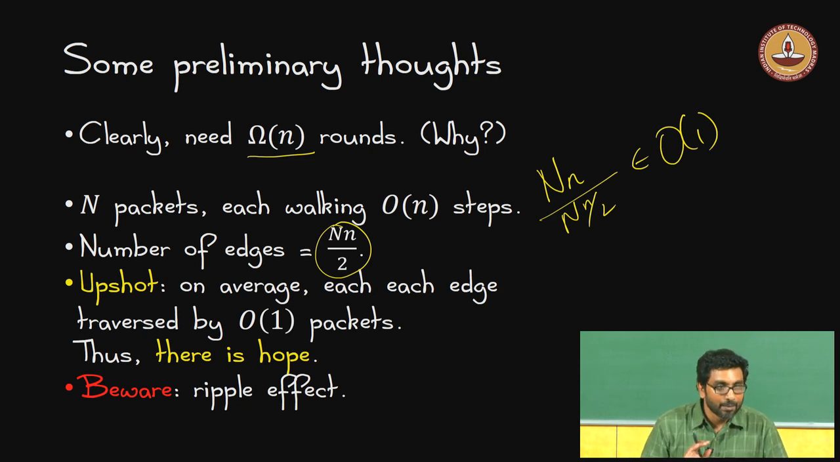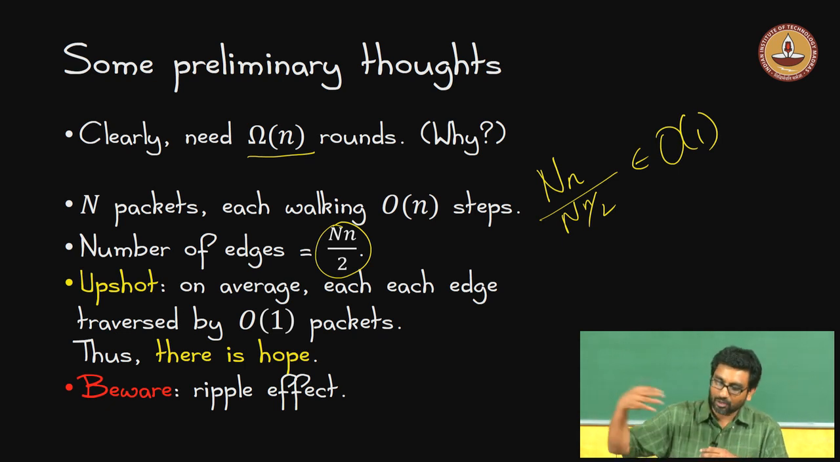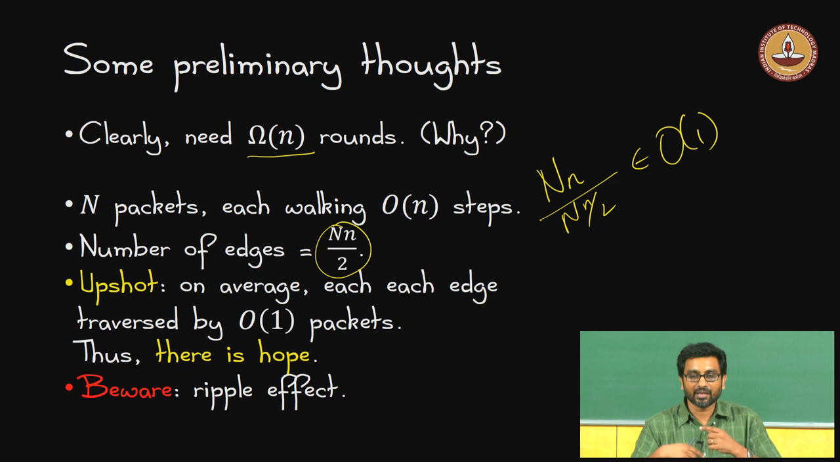So, there is hope, but the issue that we need to be aware of is that if one or two packets get stuck somewhere and they cause a delay, a lot of other packets come and get stuck there, and then there is this ripple effect where, because of that delay, a lot more packets get stuck and so on. This ripple effect is what we should be able to claim will not happen.